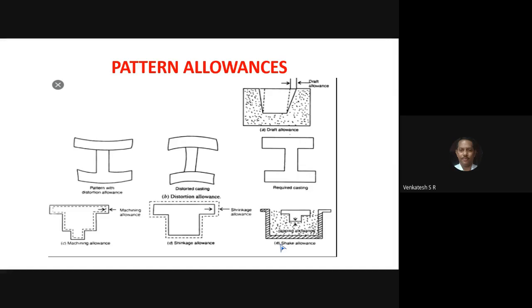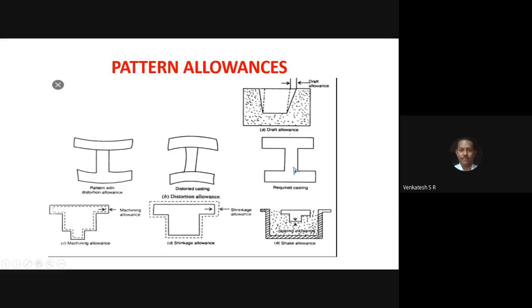So if you shake the pattern, there will be an enlargement of the mold cavity. For that reason, the shake allowance is also provided in the mold cavity in order to compensate. In the pattern allowances, you have a lot of types of allowances. One is machining allowance, shrinkage allowance, shake allowance. Next, come to the point. This is the first one, draft allowance. Second one, distortion allowance.